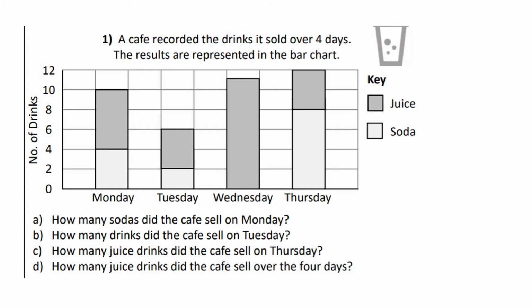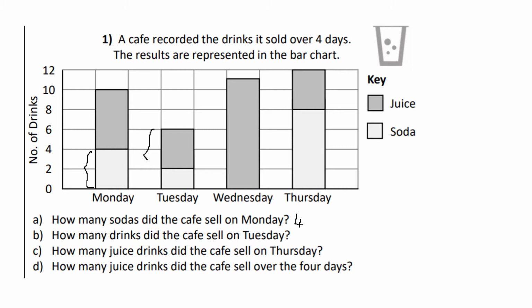So now we're going to have a look at this composite bar chart. So this is where we sit the bars representing different things, in this case juice and soda, on top of each other. So if we have a look at our key, juice is represented by the grey segments and soda is represented by the paler segments in the bars. So how many sodas did the cafe sell on Monday? So this is the part that represents soda, and it goes from 0 to 4, so we can see that they sold 4 sodas.